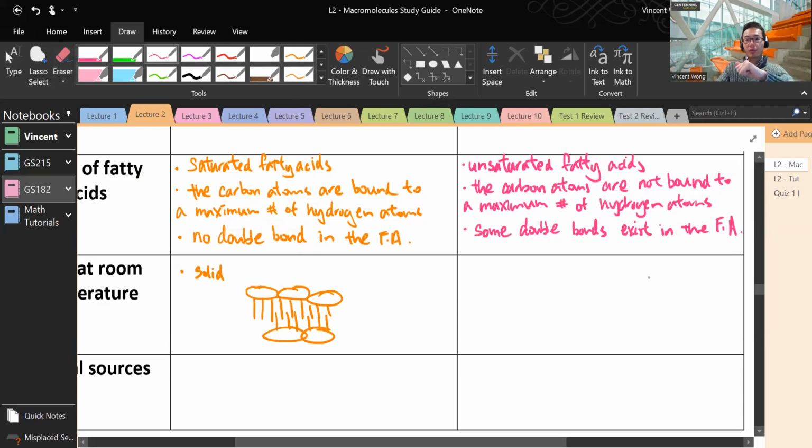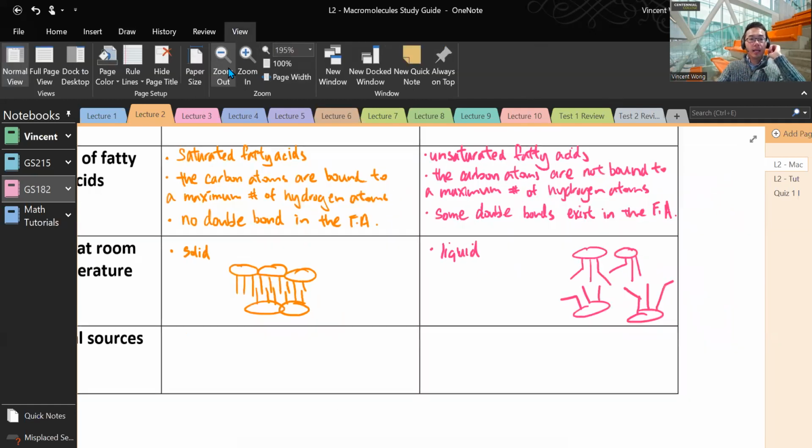Whereas the unsaturated fat has the double bond, and the double bond creates these kinks in the structure. So they're not going to be able to pack really closely together because the kinks get in the way. And so they are mostly going to be liquid at room temperature.